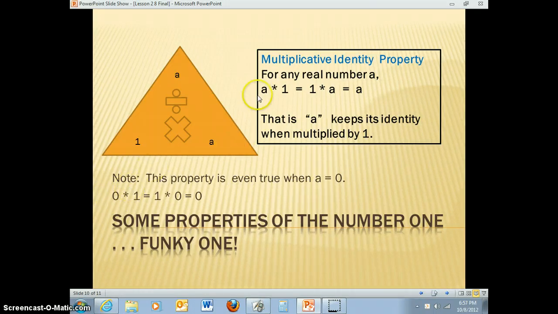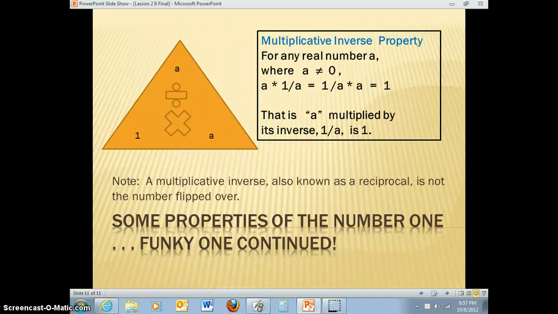It works for like 5. 5 times 1 equals 1 times 5 equals 5. But it also works for 0. Hey, cool. 0 times 1, 1 times 0, works for 0. Okay? So 1 does it for every number, including 0. Now, 1 also has another cool thing it does.